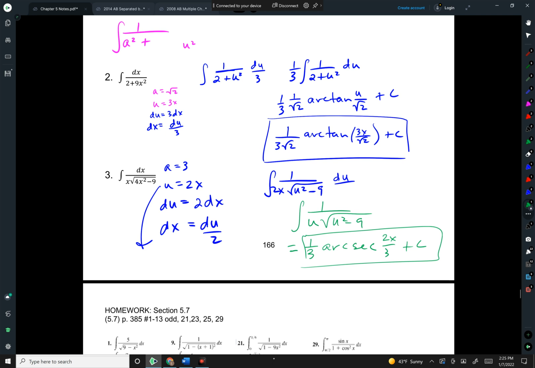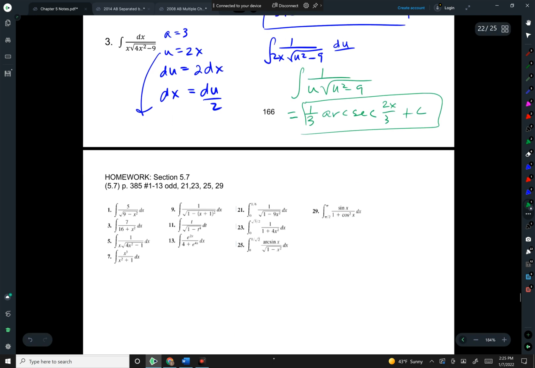Wow, it seems like surely we're not done yet, are we? How would I only assign 1 through 13 odd, 21, 23, 25, and 29? That's crazy talk. I'm thinking.